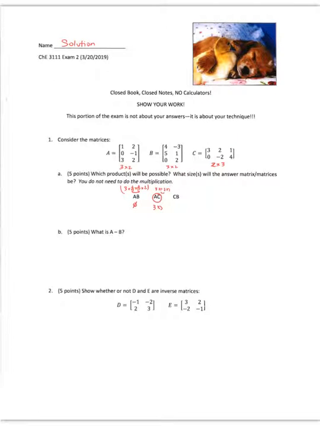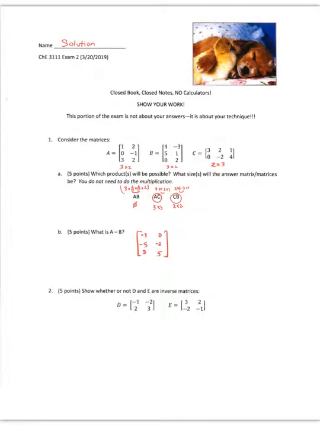And CB is a 2 by 3 times a 3 by 2. Again, those match, and the answer will be a 2 by 2. If you want to look at A minus B, you just do the subtraction term by term. And so in this case, 1 minus 4 is negative 3. Let's see, negative 5, 3, 0, negative 2, and 5.